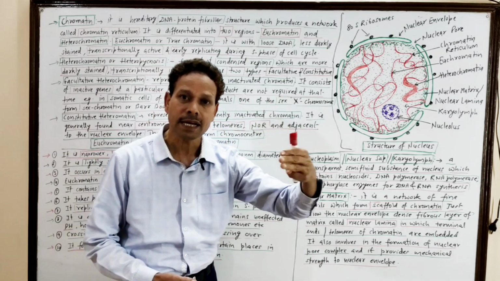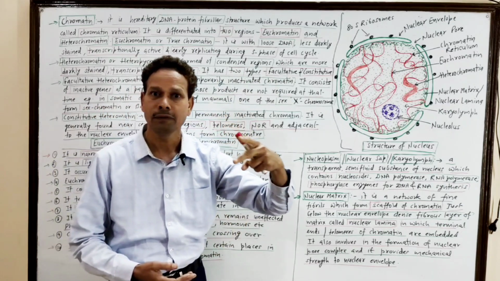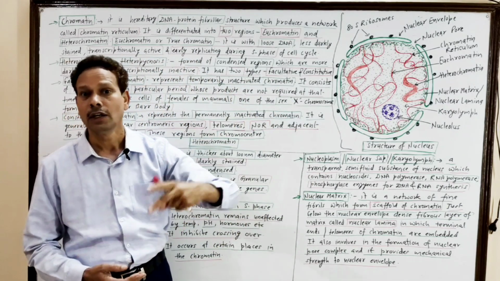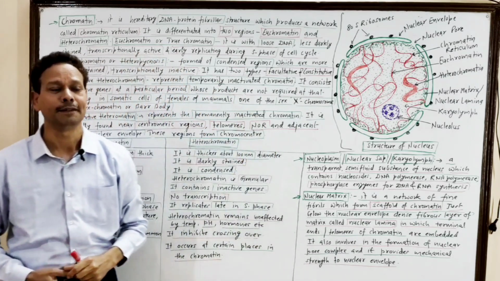If X chromosomes are 3, then 2 Barr bodies. If a female's somatic cells have only 2 X chromosomes, then 1 Barr body.